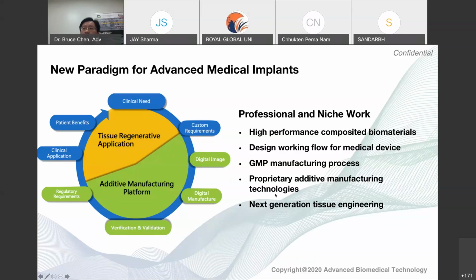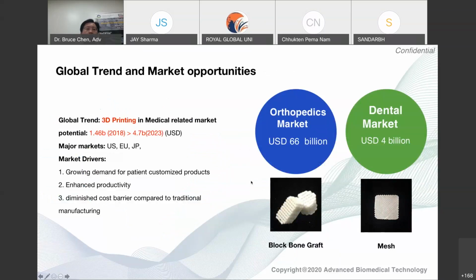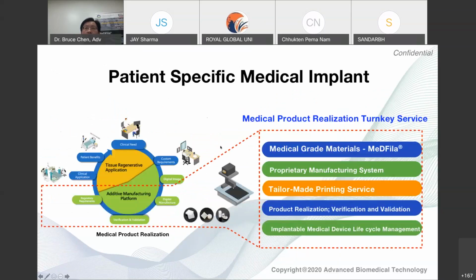So we have our proprietary platform, and we also have some future scope for tissue regeneration. Right now we are focusing on modeling. So that's why we call it a patient-specific medical implant. We're using our filament, and we're using our proprietary 3D printing model, and we can do printing model verification, design verification, and functional validation. And most important, we know how to use the current FDA-compliant medical device lifecycle management, including risk management, including the GMP facility and all the procedures.